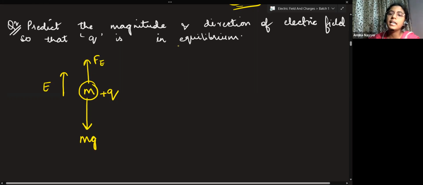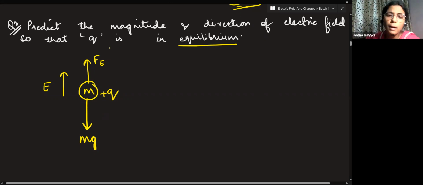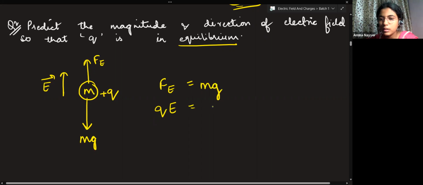Now see, it is saying in equilibrium. Equilibrium means net force is zero. When can we say net force is zero? When upward forces are balancing the downward forces. So upward forces are balancing the forces which are downwards. So here we have only a single force each way. It means Fe is balancing mg. And what is the value of electric force? We have right now studied that if capital E is the electric field, Q is the charge, then electric force will be equal to Q multiplied by electric field. This is equal to mg.